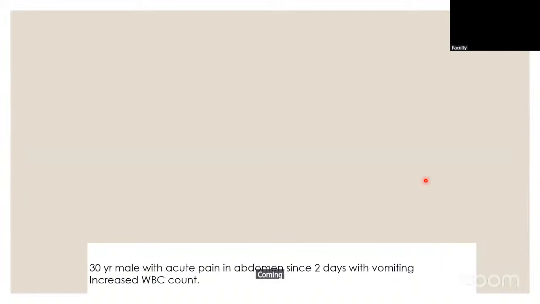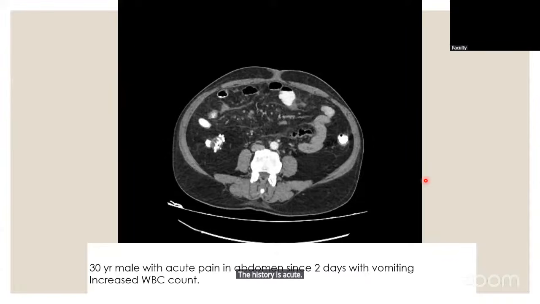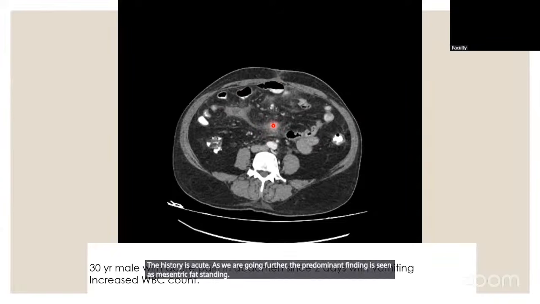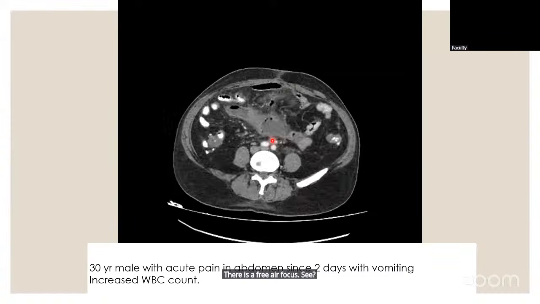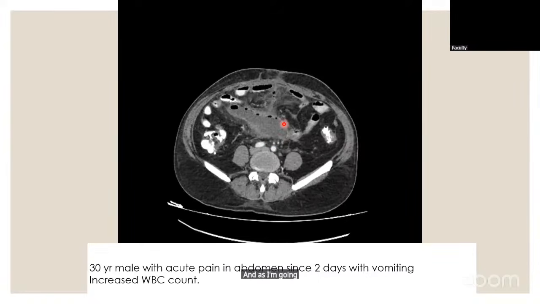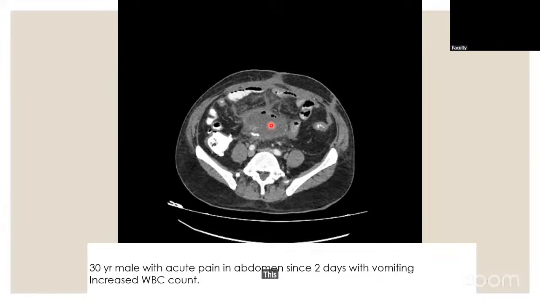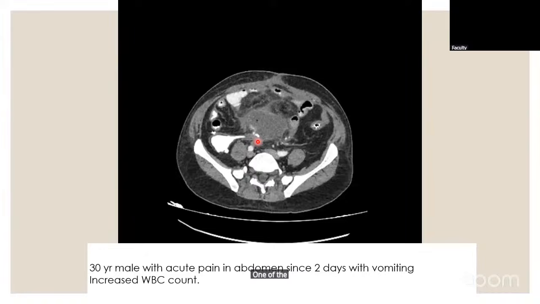Coming to the next case, the patient has increased WBC count with acute pain in abdomen. The history is acute. As we are going further, the predominant finding is mesenteric fat stranding. There is a free air focus seen. And as I'm going towards the inferior cuts, there is a peripherally enhancing collection with few air foci within it. This collection is in the midline, extending up to the pelvis. One of the bowel loops is seen reaching up to it.